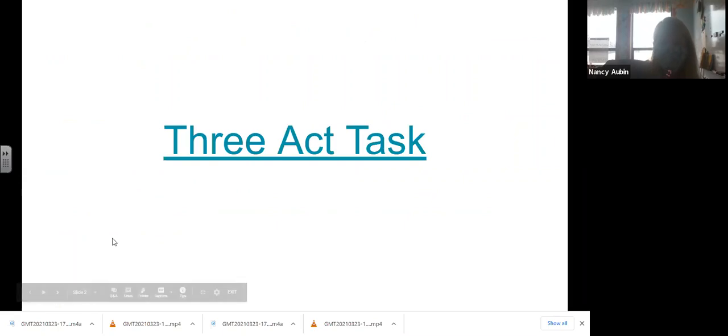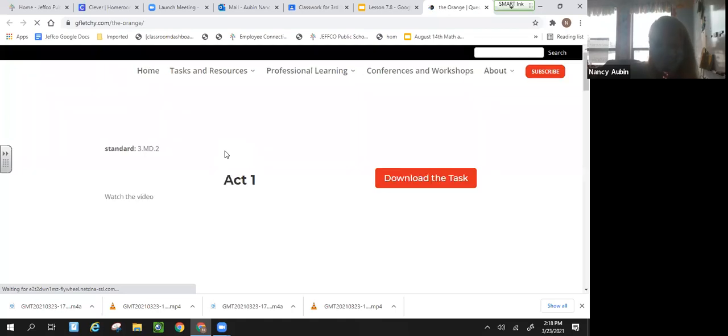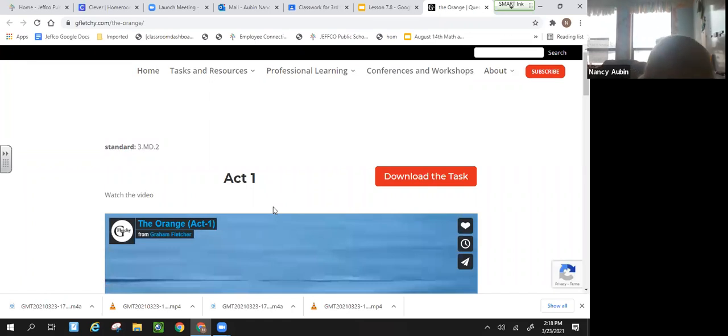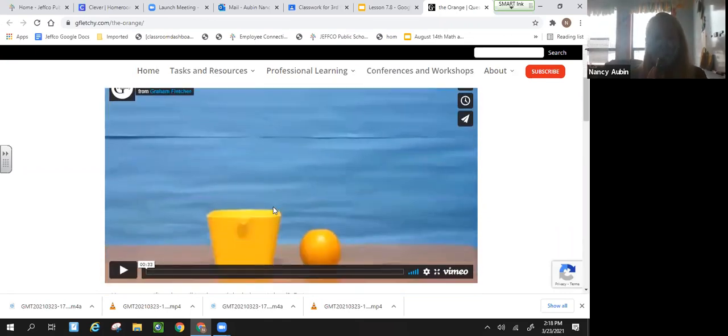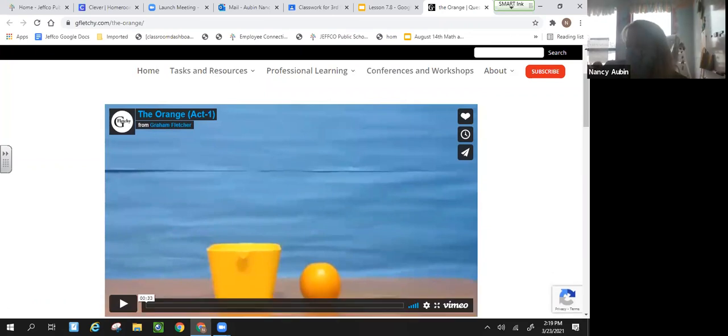Before we do that, we're going to do a 3-act task. So get out your math spiral. We haven't done one of these in a while, but what I love about them is that they are all about problem solving and thinking. Okay? So if you remember, what we usually do when we do a 3-act task is we write down what we notice and what we are wondering. What do you notice? What are you wondering? Here we go.